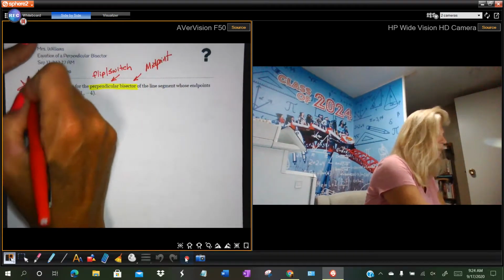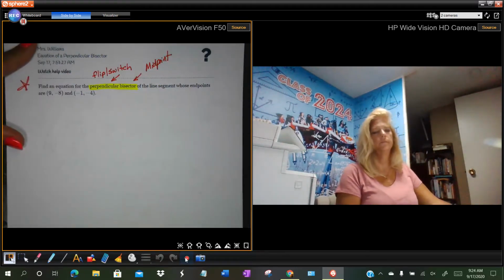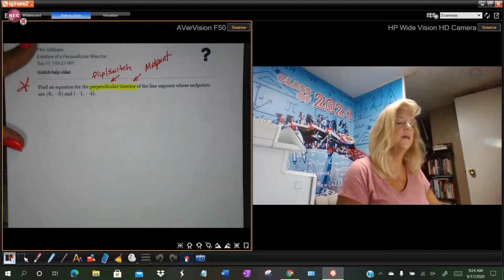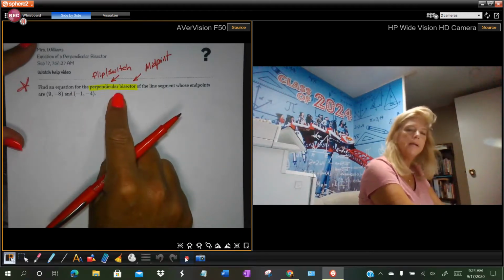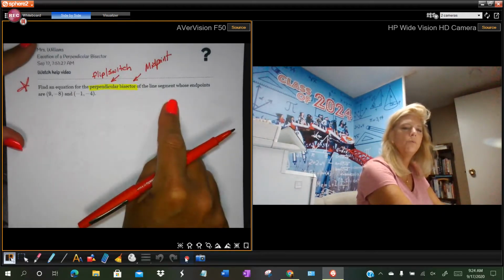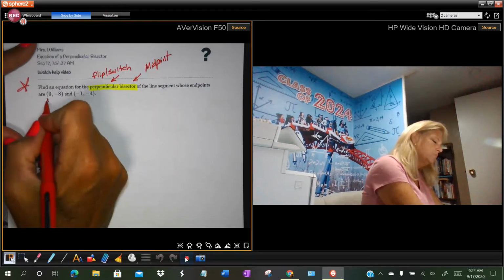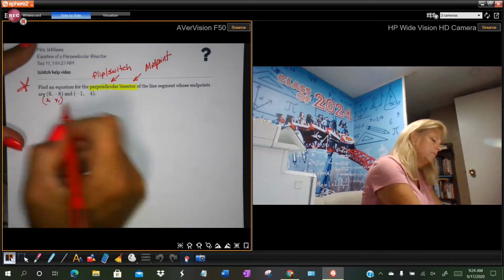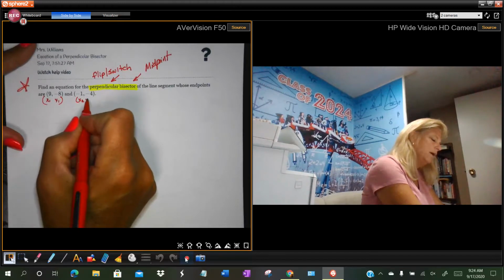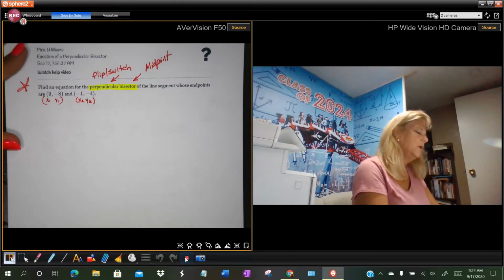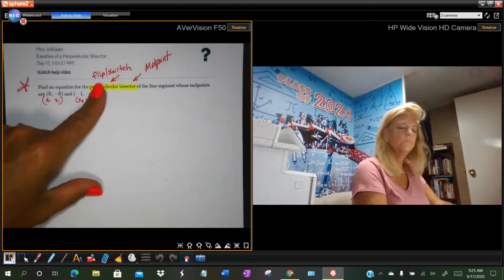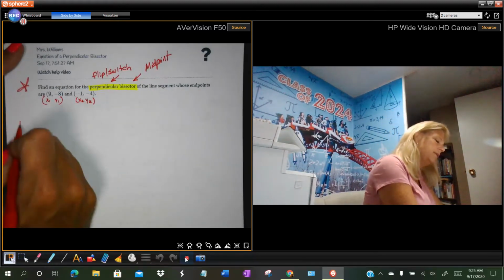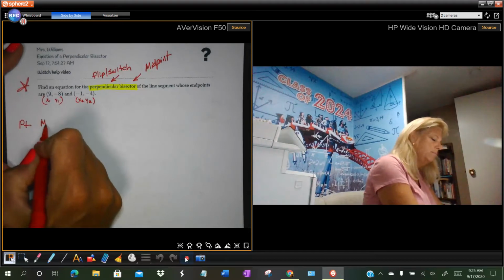This is a test question all day long. It's the hardest question on the test. All right, find an equation for the perpendicular bisector of the line segment whose endpoints are (x1, y1) and (x2, y2). First we need to find a point and a slope. We're going to find the point first, and that point happens to be the midpoint.